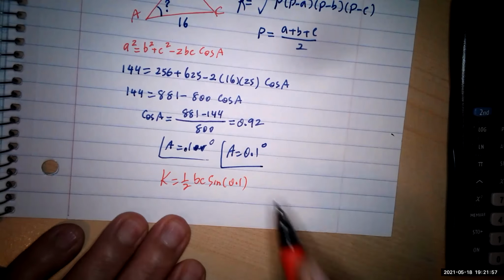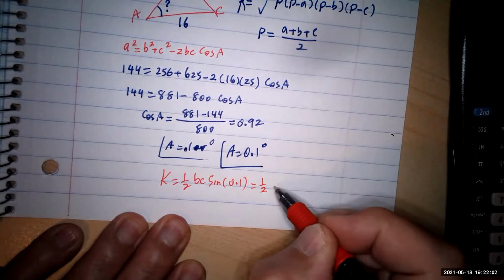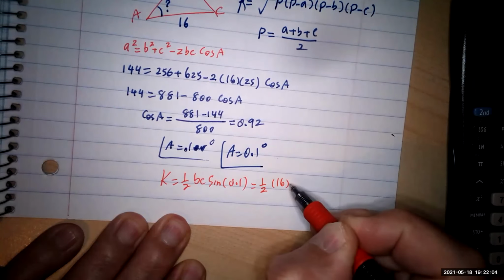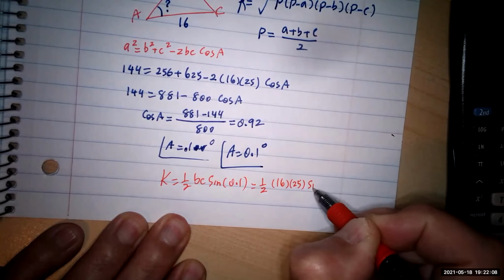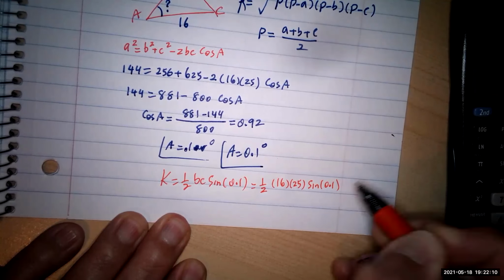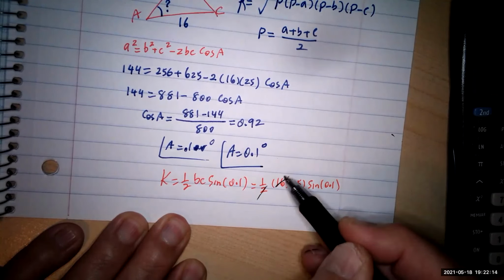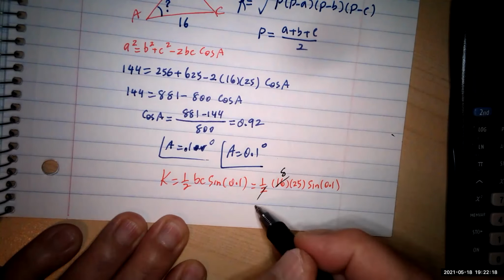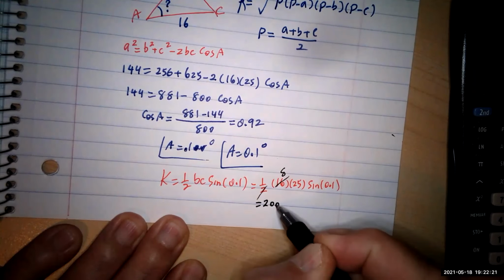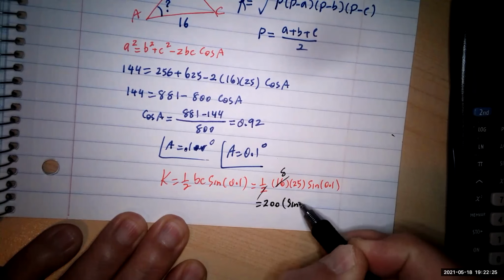So we substitute. That's going to be 1/2, where B is 16 and C is 25, times the sine of 0.1. So this would be 1/8, so it's going to be 200 times the sine of 0.1.